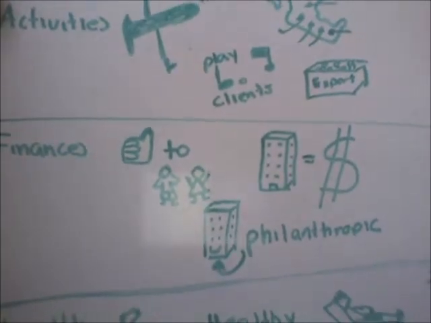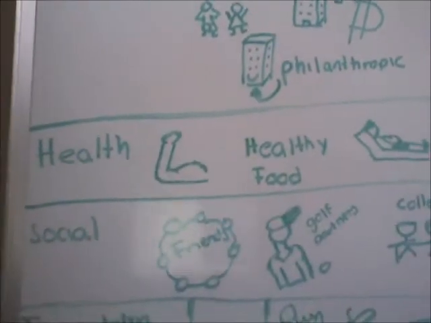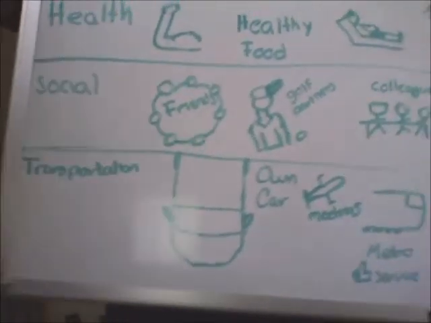Finances, health, social, and transportation. In the second part, we have to develop strategies because we have to set a strategic plan to achieve the vision, mission, and goals, and another strategic plan for actions to reduce the impacts of these events.